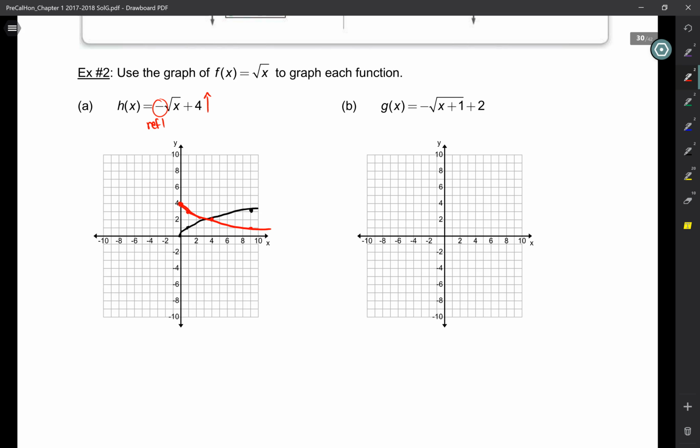You don't really have to show me the one in the black. I just did it for us to get practice on how to do the points.